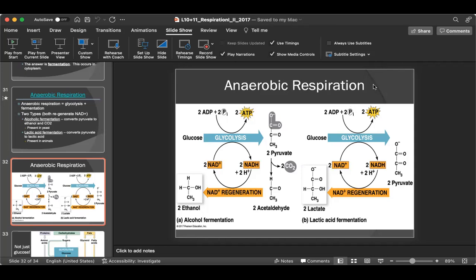Again, glycolysis only makes a net of 2 ATP. The ATP synthase makes like 30 to 32 ATP molecules per cycle, I believe. So we're obviously experiencing a huge energy deficit compared to when we can do aerobic respiration.